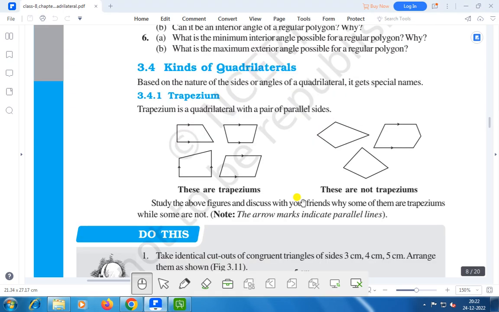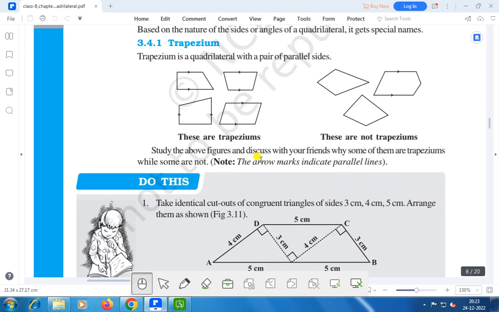Here you see, these are trapeziums. This side is parallel to this side, and this side is parallel to this side. Therefore, these are trapeziums. And these are not trapeziums because neither of the sides are parallel. Or here you see 1, 2, 3, 4, 5 sides. Therefore, these are not trapeziums. Study the above figures and discuss with your friends why some of them are trapeziums while some are not.